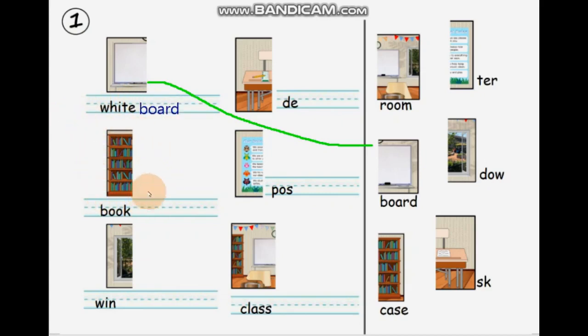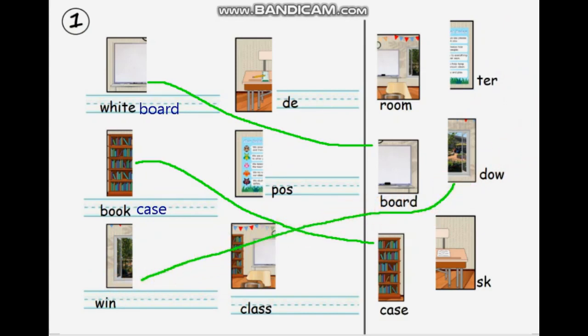Look, what's this? Bookcase. It's a bookcase. And let's write bookcase. Here it is. What's this? It's a window. Window. Let's write window.